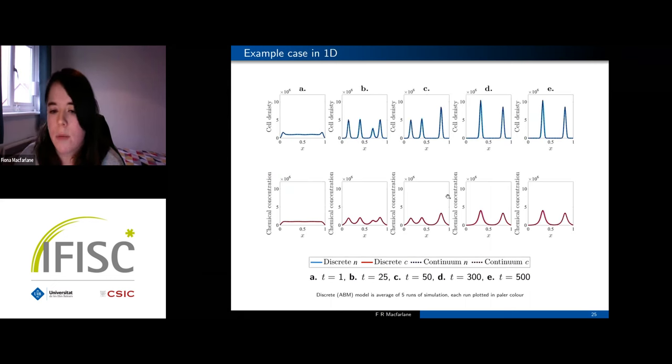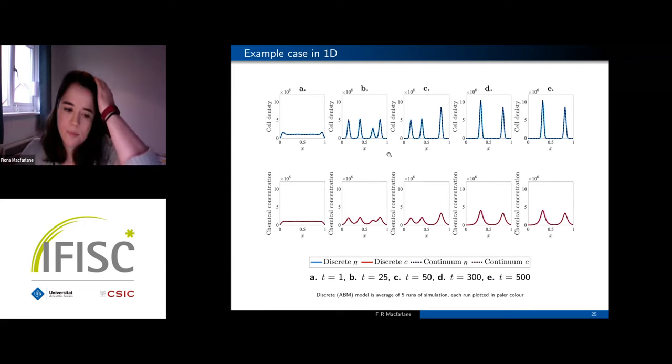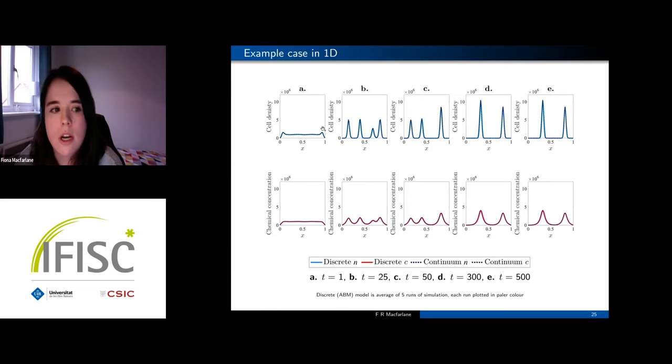So this is an example of some cases in 1D, where our top panel is going to be the cell density results, and the bottom row panels is chemical concentration. Each column is going to be a different time step. So we're starting at time equal to one in column A, and then up to time equals 500 in column E. And in each of the plots, the solid colored line is the individual based model results, and the dashed black line is the corresponding PDE results.